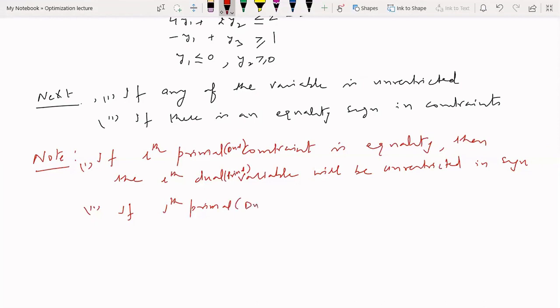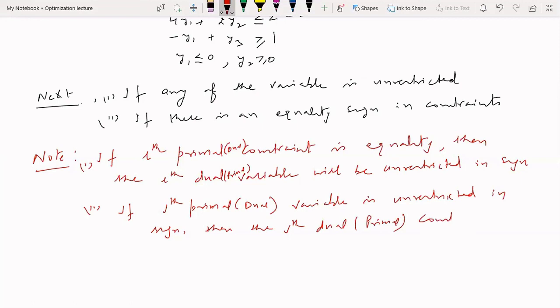So if the jth primal variable is unrestricted in sign, then the jth dual constraint will be an equality constraint. Let me write the things only in context of the primal problem, because for the dual problem the changes are obvious.